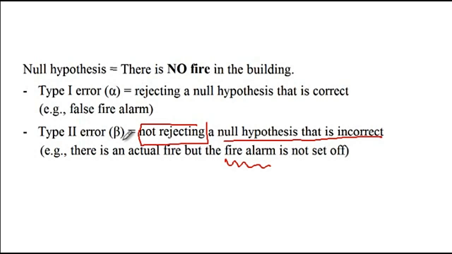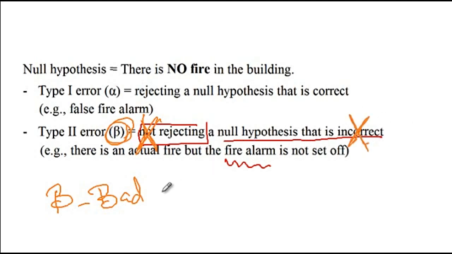Now if you're on an examination trying to figure out which one was type 1 and type 2 error, and you're confused regarding which one is not rejecting and which one is rejecting, and whether the null hypothesis was correct or incorrect, and you're looking for a memory aid, one way you can do it is that beta error, everything about it is negative and bad. So first we are not rejecting, so that's bad, and then the null hypothesis is also incorrect. So everything about beta error is bad.